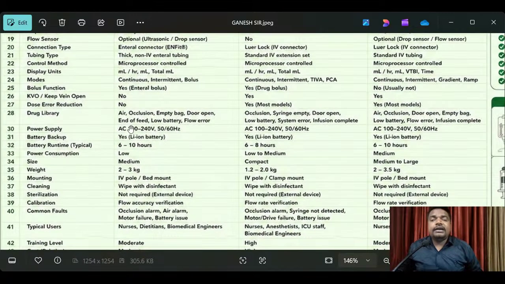Now see here, control method, display method, and modes are completed. Now we come to bolus functions. Here I'm comparing ICU medical equipment, three pumps: the feeding pump, syringe pump, and infusion pump. I'm going to explain 50 points. 24 points are completed successfully. Now the 25th point, I'm giving the presentation.